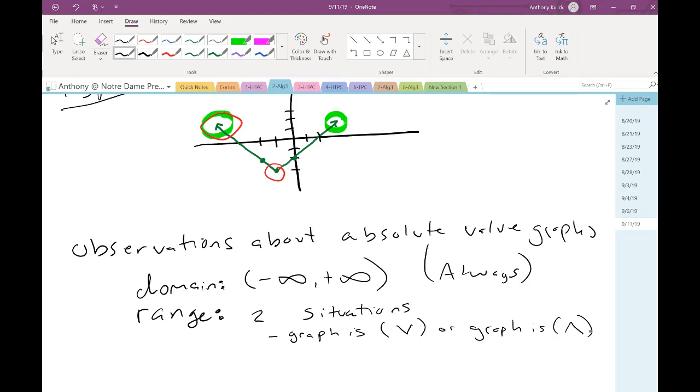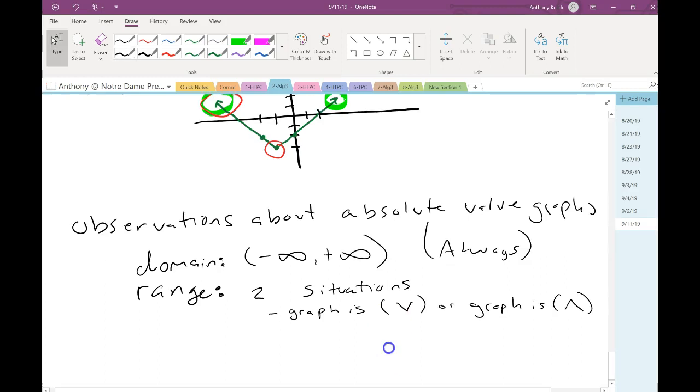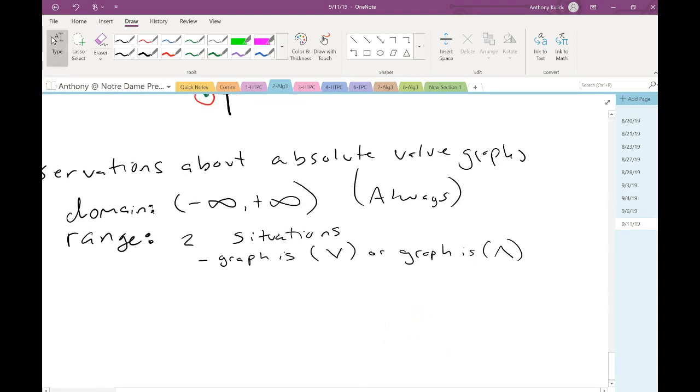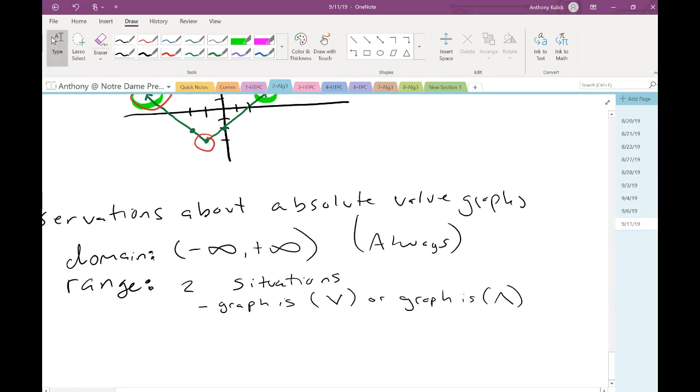Everybody okay with that idea? All right. If the graph is a V, there's a lowest point. Everybody agree with that? Like the one we circled right there. And that point is a point on the graph, but there is no highest point. So there would be positive infinity. The question is, what is that lowest point going to be?